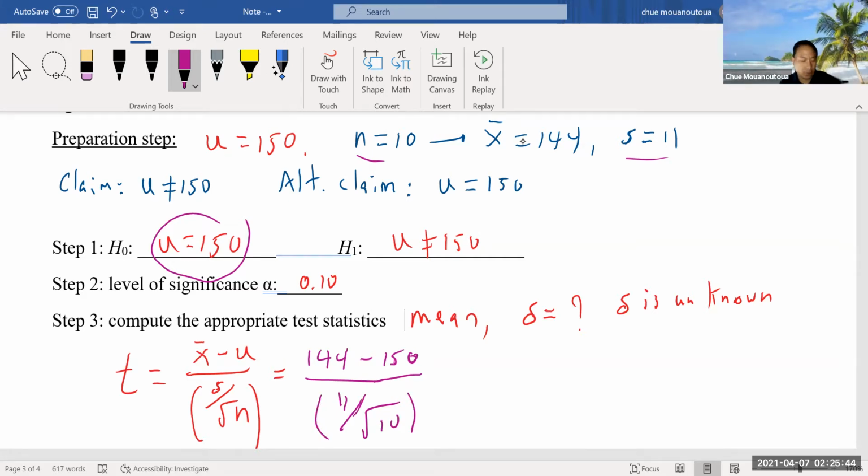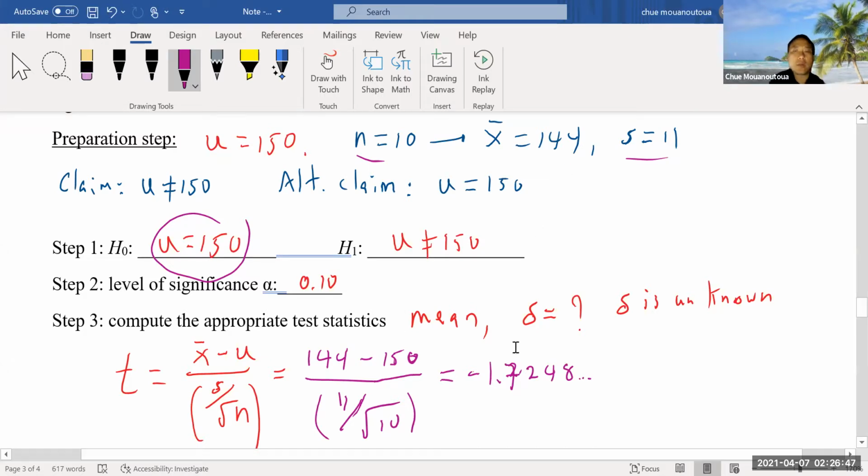All right, now use your calculator. We're going to compute the t-test. You should get a negative number at least. So t is negative 1.7248 and more. Okay. I'm just going to write only up to 4 digits here.